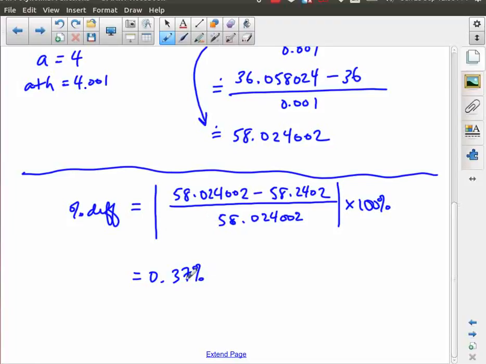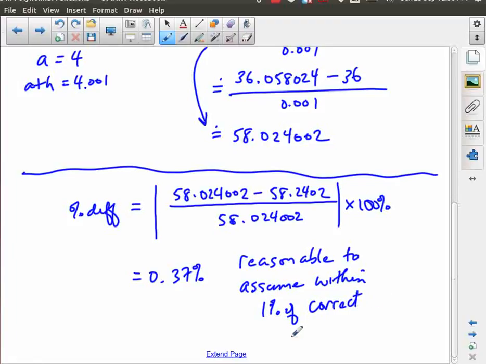And although I don't know that this is the accepted value, it is reasonable to assume we are within 1% of the correct answer. Now, it is an assumption. This is not absolute. I'm not 100% certain that this is within 1%, but if I went to an h value of 0.0001, this percentage difference would be even smaller. And so I think it is quite reasonable to say that I'm within 1% of the correct answer. If this was 0.99%, then maybe I'm within 1.5 or 1.25%. But because this is considerably smaller than 1%, I'm pretty confident about that.